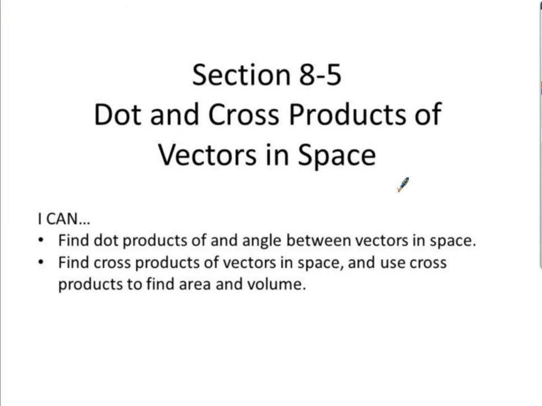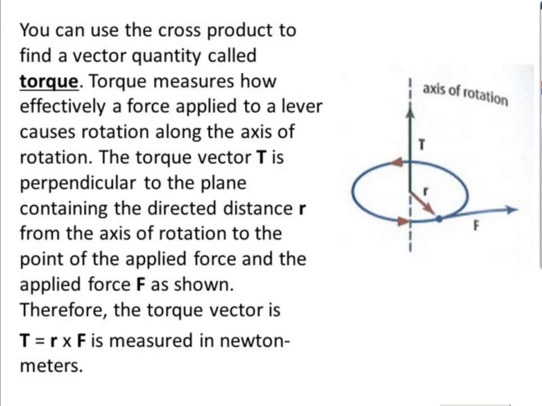This is section 8.5, part B, dot and cross products of vectors in space. You can use the cross product to find a vector quantity called torque. Torque measures how effectively a force applied to a lever causes rotation along the axis of rotation.